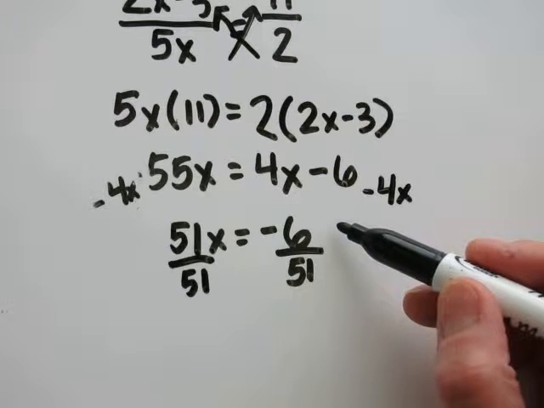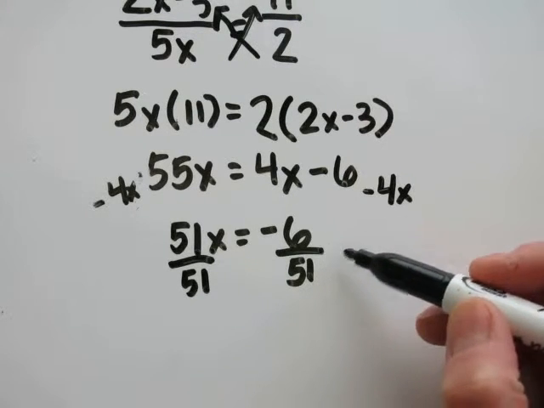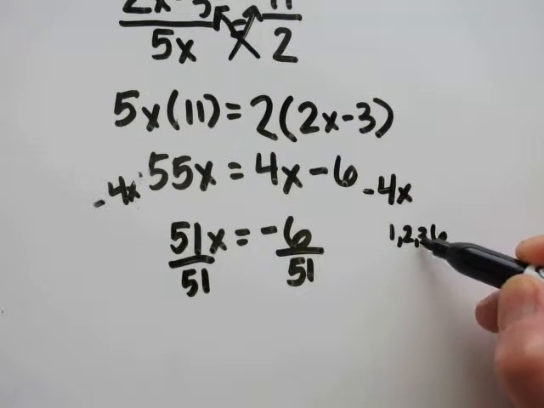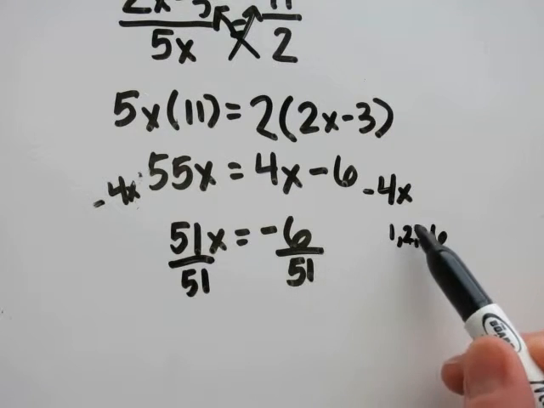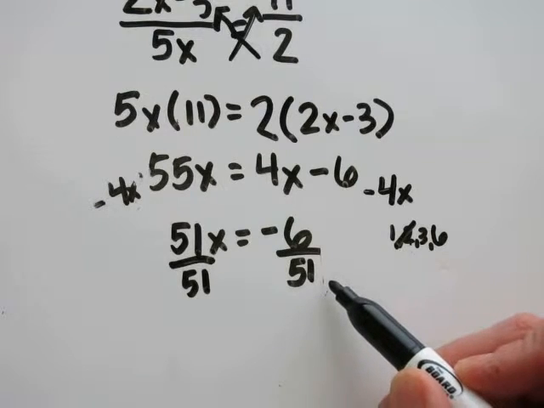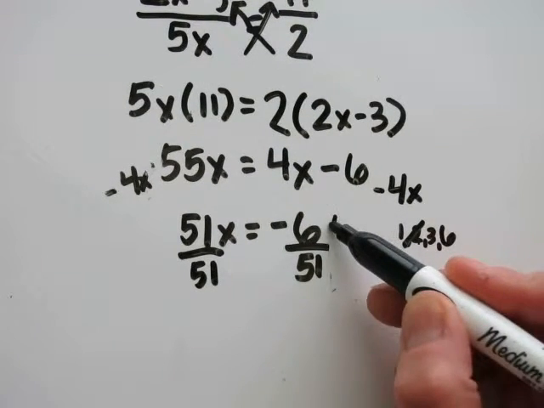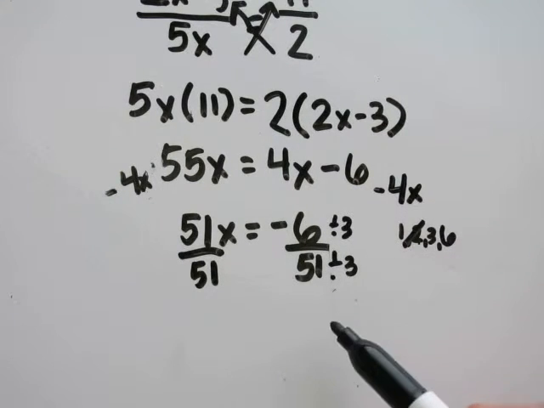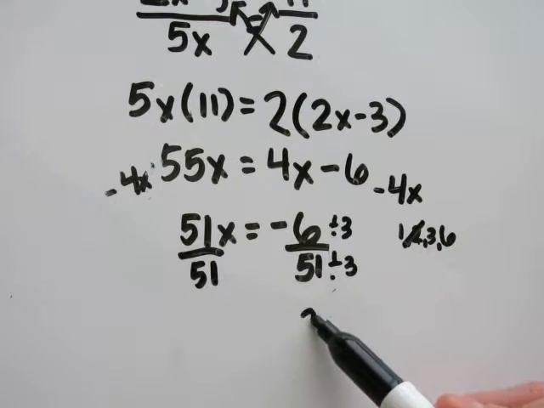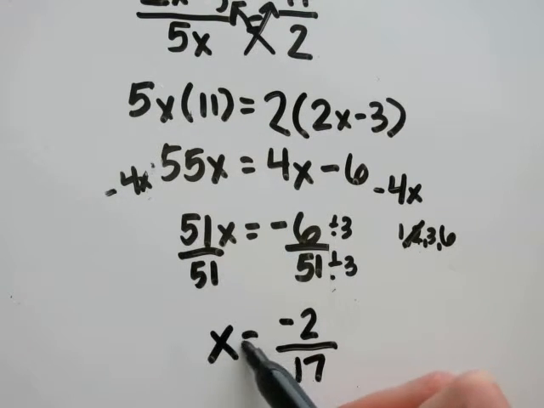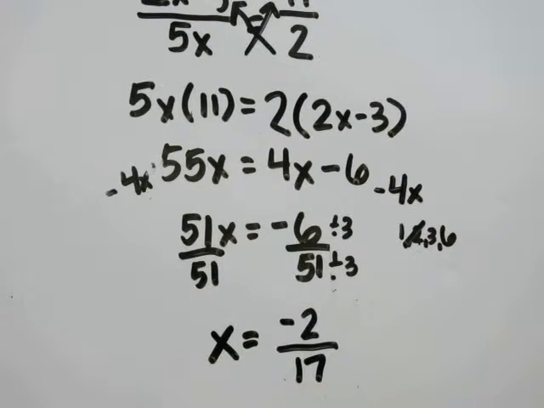I'm looking to see if I can reduce 6 and 51. The multiples of 6 are 1 and 6, 2 and 3. 2 is not going to go into 51 because that's an odd number. Let's try 3. And 51 is divisible by 3, so I'm going to divide by 3. 6 divided by 3 is 2. Keep the negative. 51 divided by 3 is 17. So x equals negative 2 over 17.